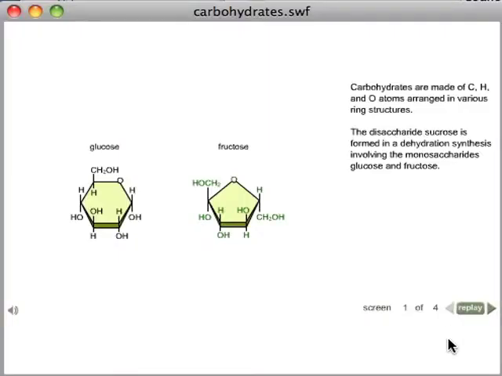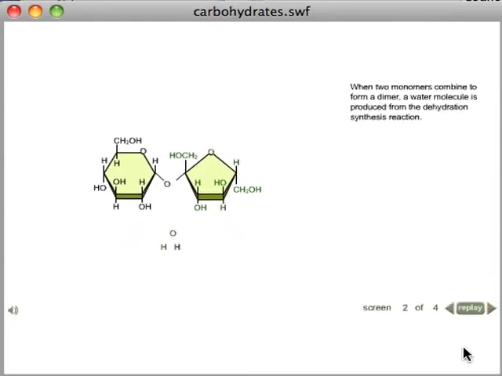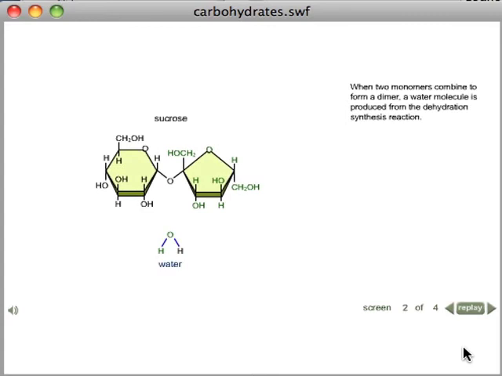Carbohydrates are made of carbon, hydrogen, and oxygen atoms arranged in various ring structures. The disaccharide sucrose is formed in a dehydration synthesis involving the monosaccharides glucose and fructose. When two monomers combine to form a dimer, a water molecule is produced from the dehydration synthesis reaction.